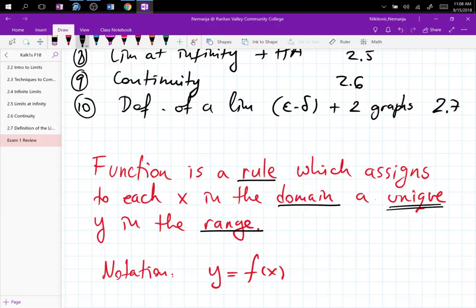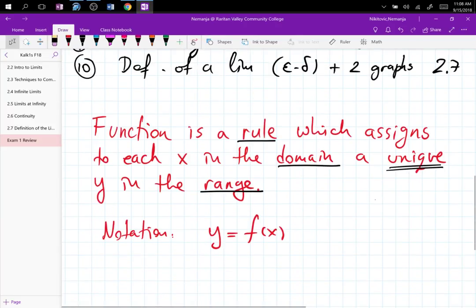If you kick the word unique out and you leave the rest, you get a definition of a broader concept called mathematical relation, but it's not a function. You must have these words in your definition, especially the word unique. So this is the definition of a function. Notation: y equals f of x.